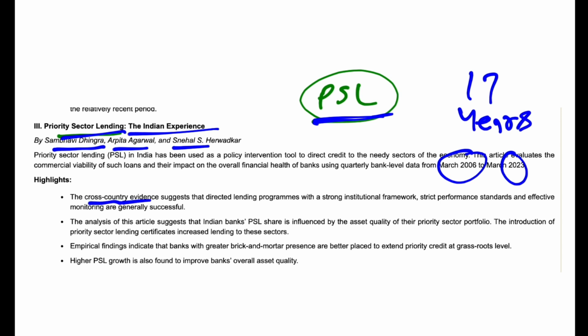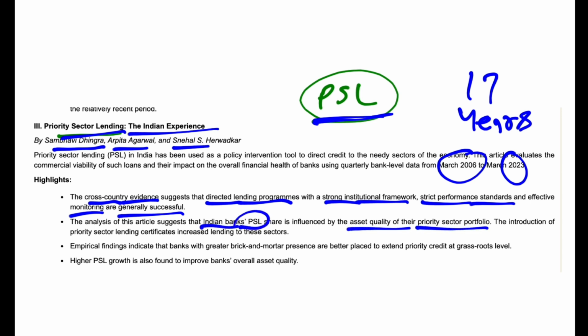The cross-country evidence, which means pan-India evidence, suggests that a directed lending program with a strong institutional framework, strict performance standards, and effective monitoring is generally successful. The analysis of this article suggests that Indian banks' priority sector lending share is influenced by the asset quality of their priority sector portfolio. The introduction of priority sector lending certificates increased the lending to these sectors.